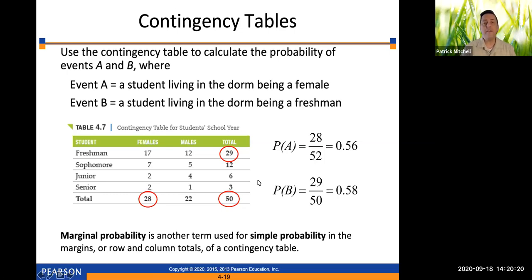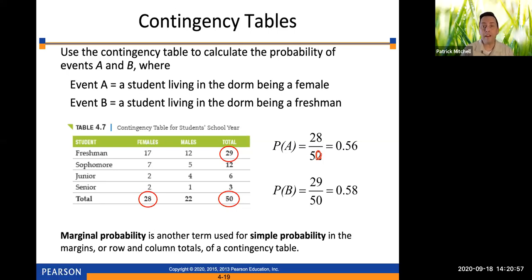So if you want to know the probability of event A, a student living in the dorm being a female, the number of females is 28, and the total number of students, I just noticed a typo here, is 50, not 52. But that decimal is correct. 28 over 50 is 0.56.